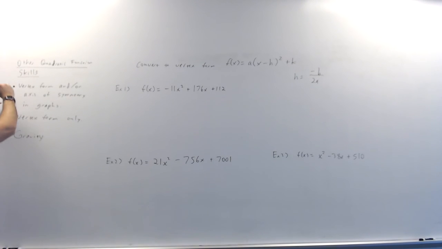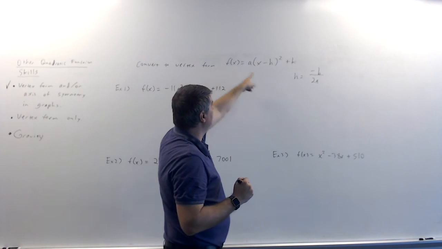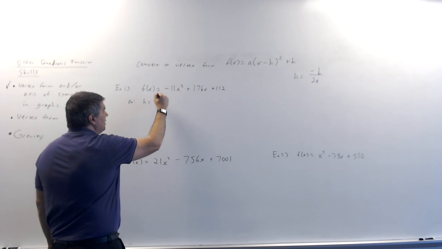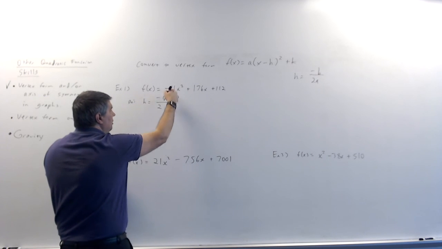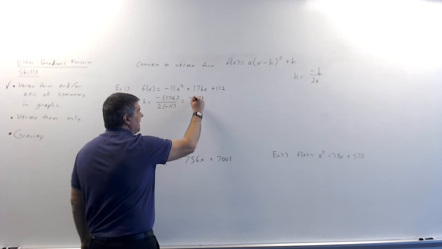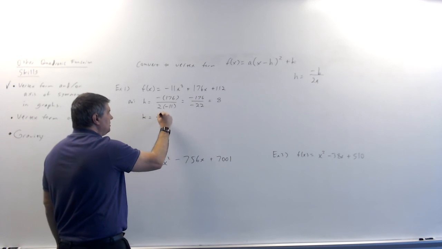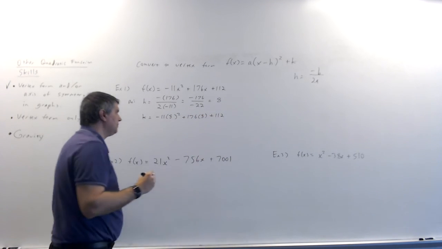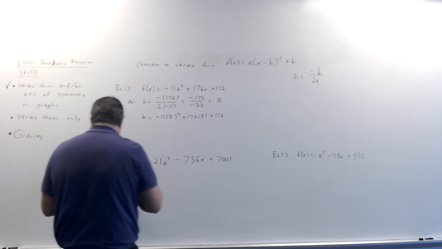Okay, so having done the stuff that's related to graphs, we're going to do vertex form only. Okay? Here's the formula for h. So for this one, we're going to do h equals negative 176, because that's negative b over 2a, which should be negative 176 over negative 22, which is 8. K equals negative 11 times 8 squared plus 176 times 8 plus 112.